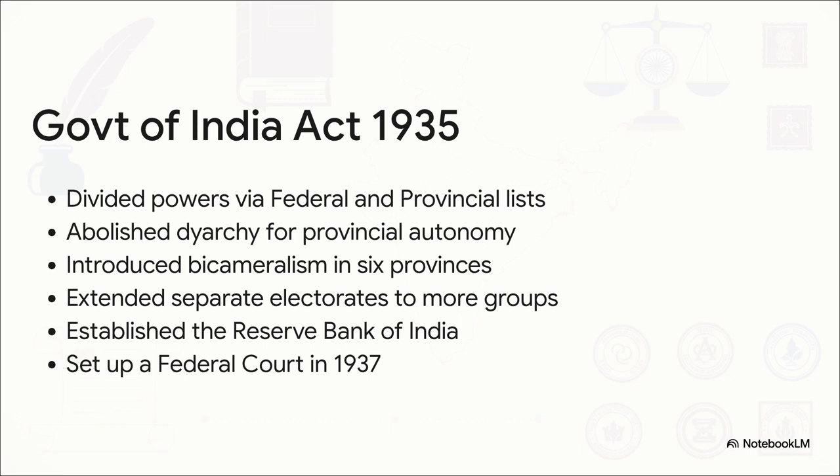It also abolished the Council of India from 1858, separated Burma from India, created the new provinces of Orissa and Sindh, and provided minority safeguards. And structurally, it established an absolutely massive array of institutions: the Reserve Bank of India, federal, provincial, and joint public service commissions, a federal court, a federal railway authority, and an Auditor General of India.